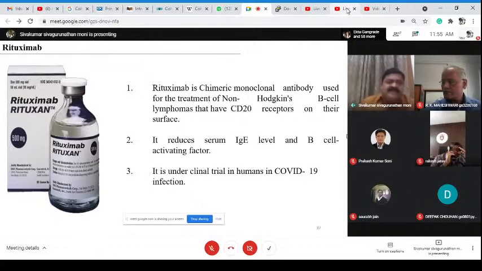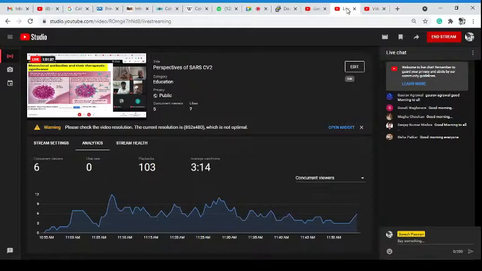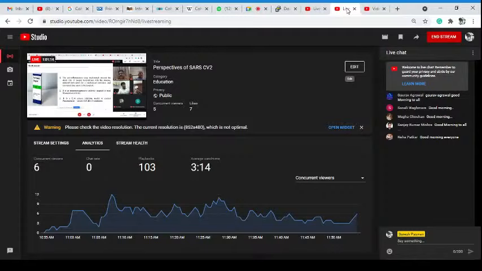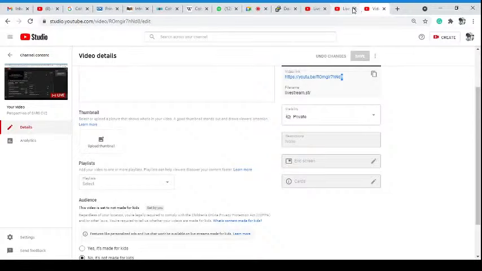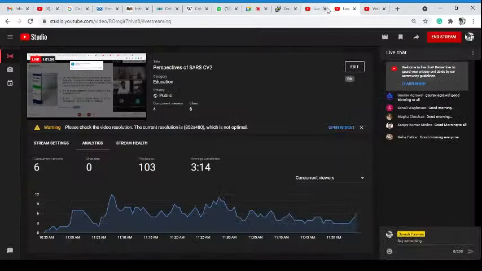Rituximab is also in trial. Human 47D11 is a code given by those doing this research, and it potentially inhibits the virus by binding with the spike protein. Potentially it blocks the ACE2 receptors and can prevent viral binding through receptors. This is also under screening.